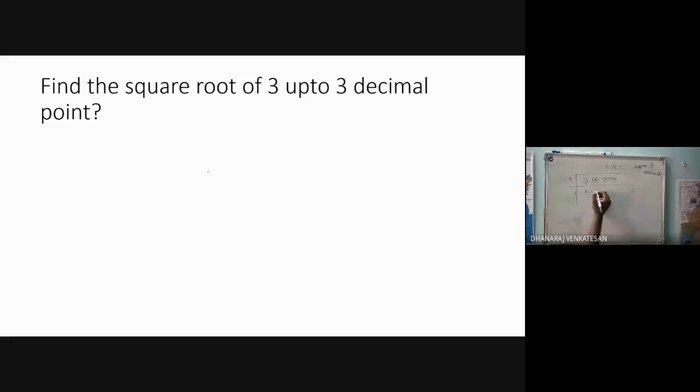One, it will be two. I'll bring down this zero. After multiplying, it will become two. I have to put a number such that multiplying it will come. We know already the answer, 7. 7 2s are 14.